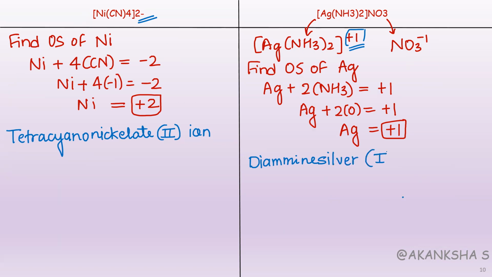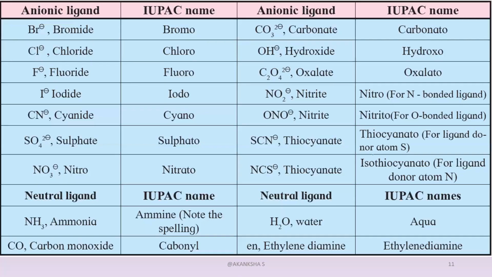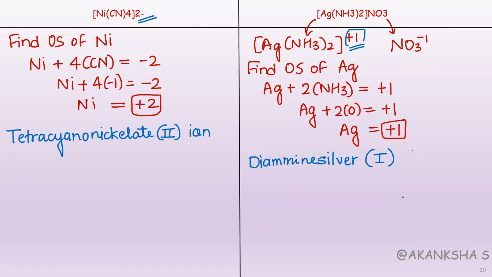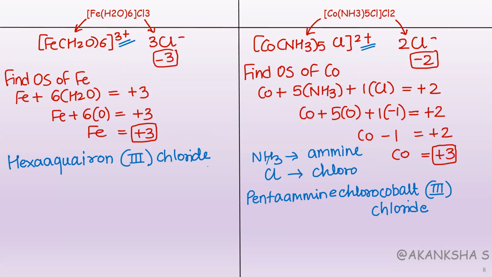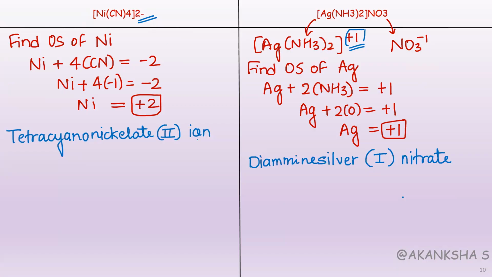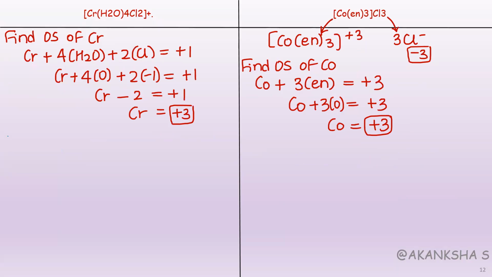Silver 1. What? NO3. See over here. NO3 is what? Nitrato. But that is basically in the ligand form. Here it is simply NO3 outside. So it becomes nitrate. Like in the previous example, we didn't write chloro, right? We wrote chloride. Similarly, nitrate directly. No need to make it nitrato. That's only for ligand specifically. Again, we have two. One is H2O, which is aqua.